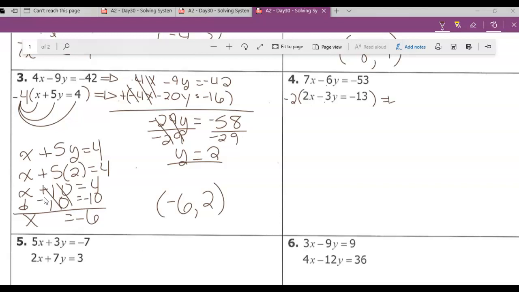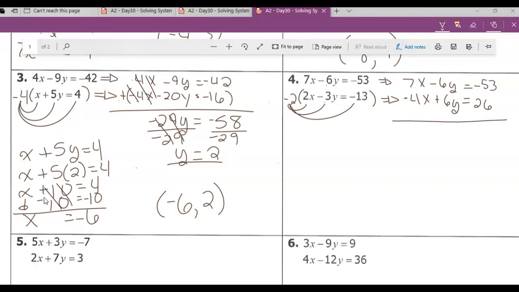So when I do that, I get negative 2 times 2x, which is negative 4x. Negative 2 times negative 3y is a positive 6y. And then I get negative 2 times negative 13, which is a positive 26. The first equation remains untouched, so it just comes right on over. 7x minus 6y equals negative 53. And now I have things that can be eliminated.